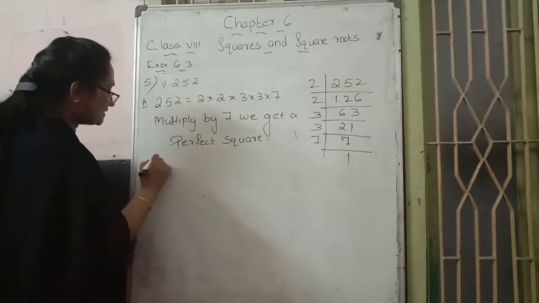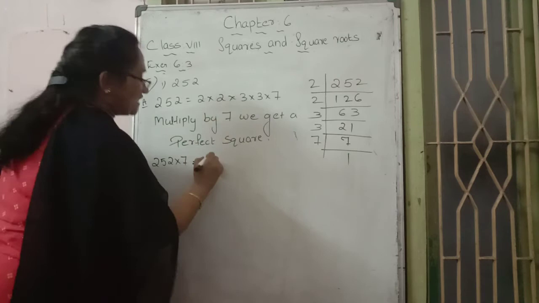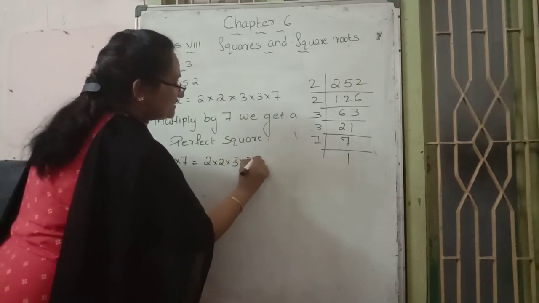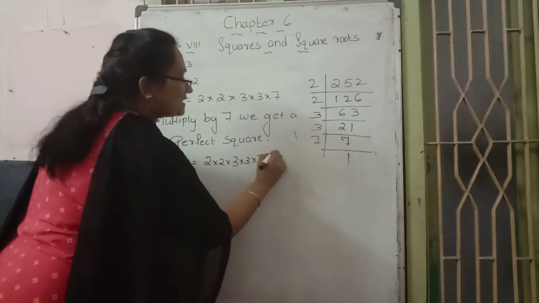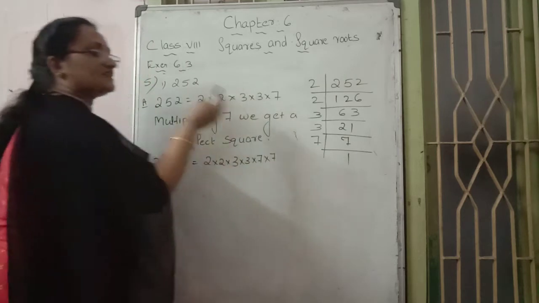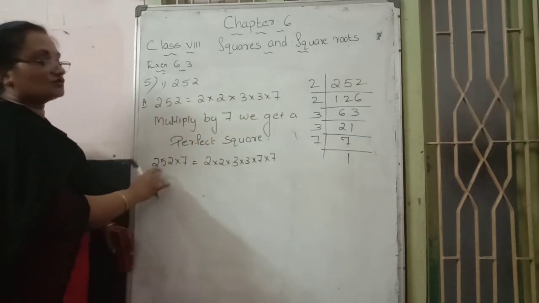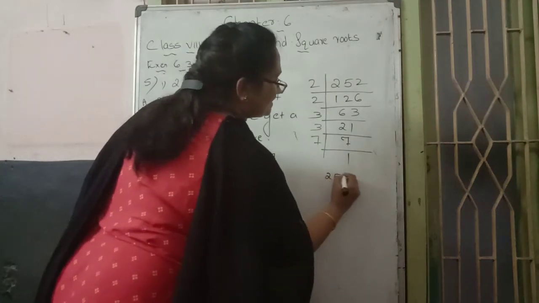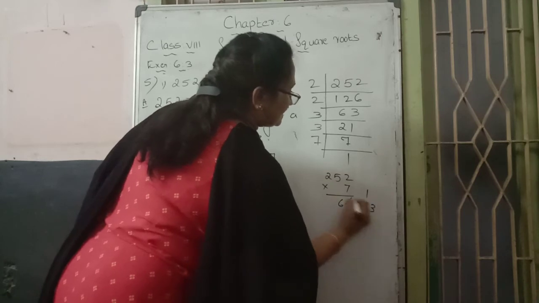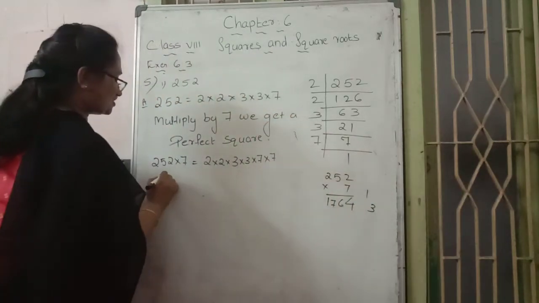So our given number is 252. That also is multiplied with 7. What are the factors we got? 2 into 2 into 3 into 3 into 7 are the factors. They are also multiplied with another 7. So any change made on the right side, the same change is made on the left side. So the left side, 252, you have to multiply with 7. Which number will we get? 1764. So which number are we getting?